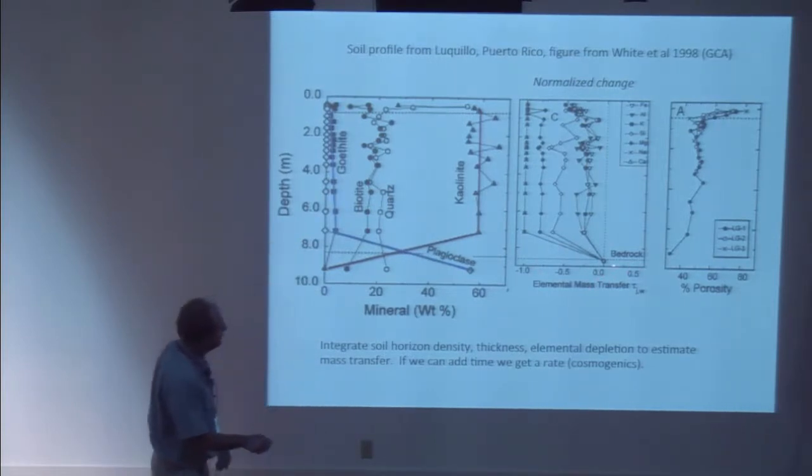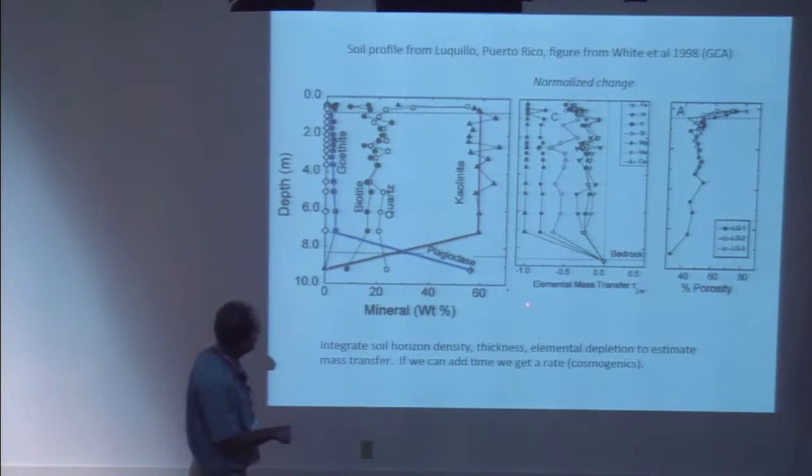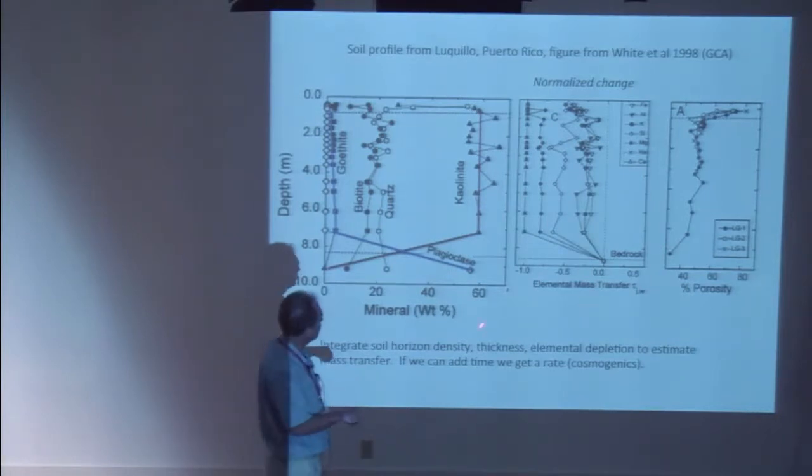So this tau function basically is 0 when there's no change, and it's -1 when there's complete loss. And if you have addition, in this case, none of these elements show addition, but if we put carbon in there, we'd see addition of carbon in the upper part of the soil, right? So it can be either positive or negative. For the rock-derived elements, it's usually negative.